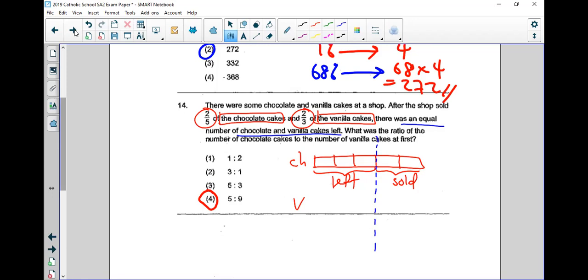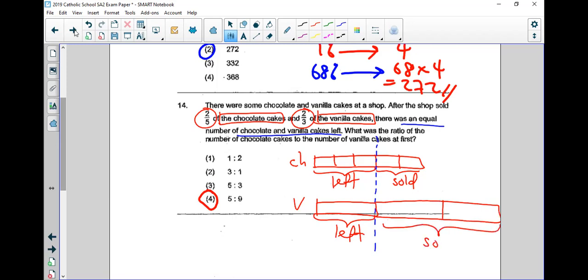So there was an equal chocolate and vanilla left. Do you know how to draw the vanilla left? Like this long? Isn't that equal chocolate and vanilla left? Which is how many boxes left? Right, you sold 2/3, so you must have 1/3 left. So you have 1 box left, so you must have sold 2 boxes. Am I correct? You have sold 2/3 of the vanilla, and now you have 1/3 of the vanilla left. Agree?